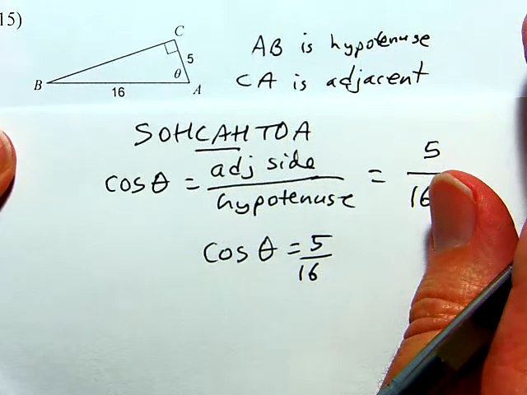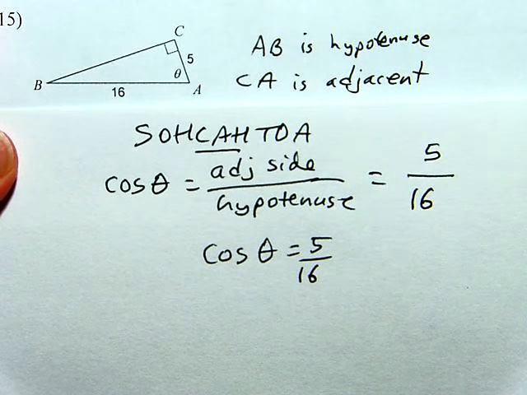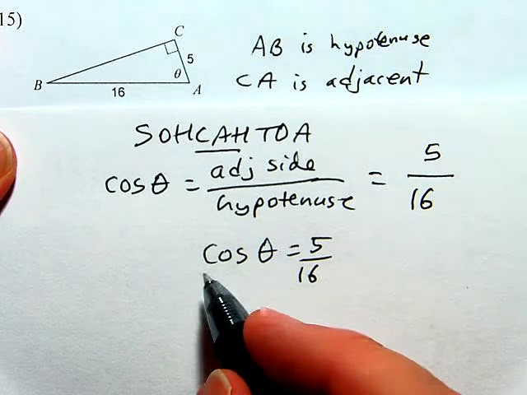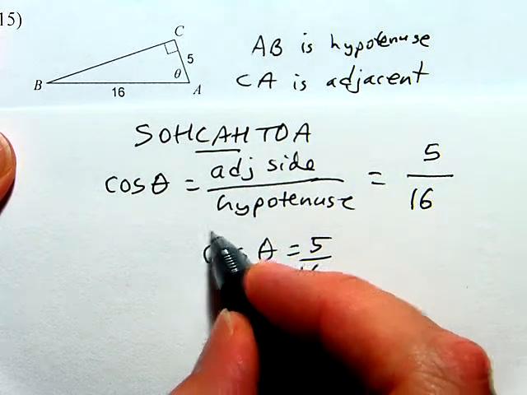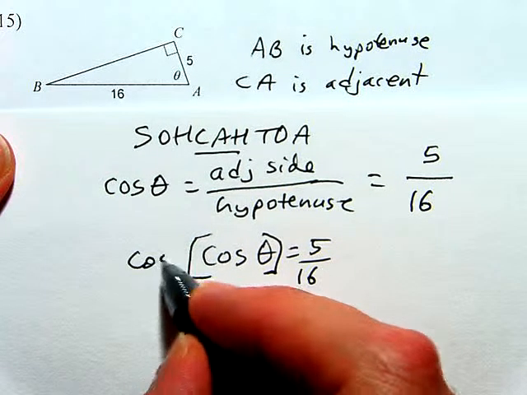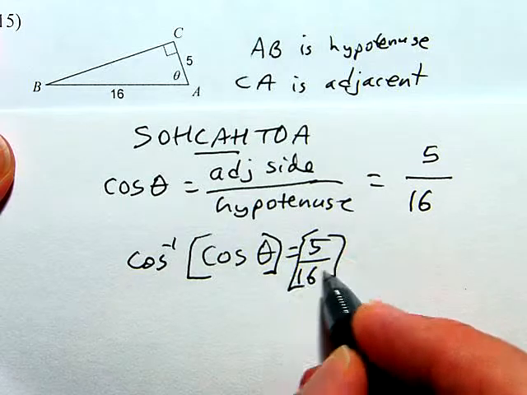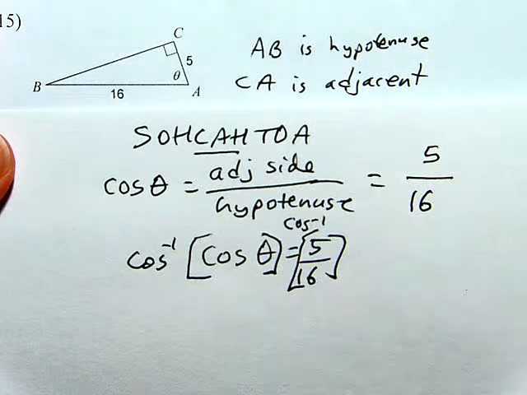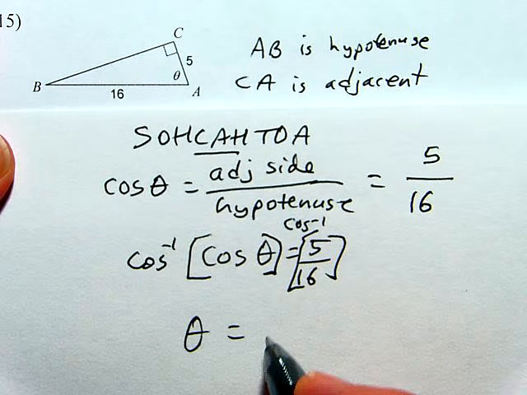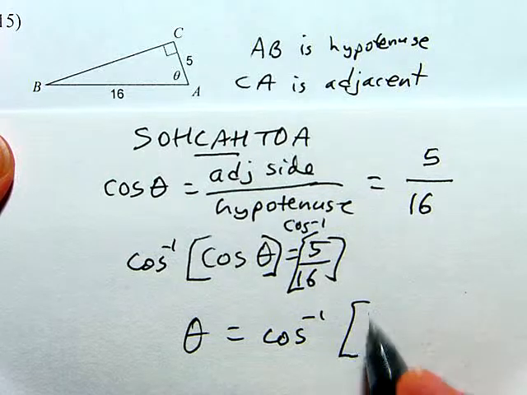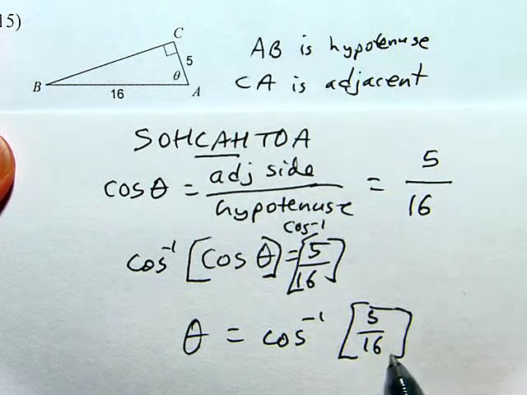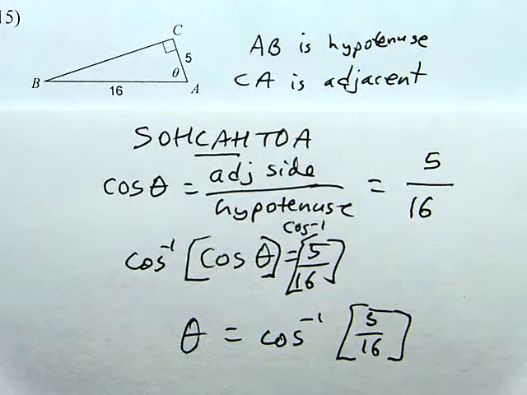Well, the way to do that is to take the inverse cosine of both sides, canceling out the cosine on the left. So we take the inverse cosine of both sides. Let me squeeze that in up there. That gives us theta equals the inverse cosine of 5 over 16. Okay, so we go to our calculator.